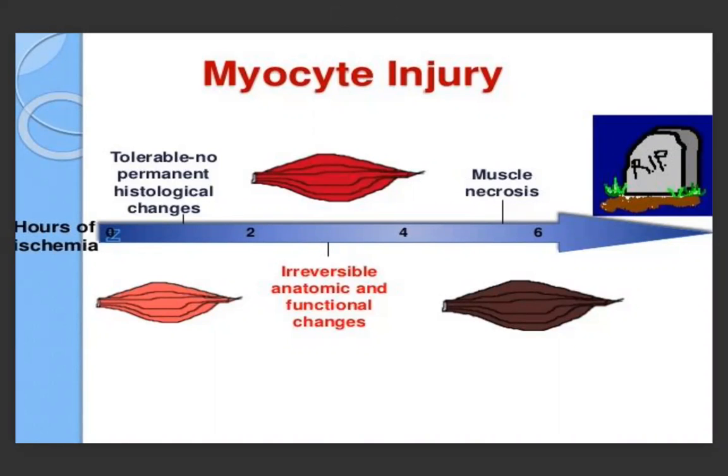Myocyte injury, hours of ischemia. One hour is okay, you're not really looking at any permanent damage. Three hours is about irreversible anatomic and functional changes. And around five hours, you have muscle necrosis.